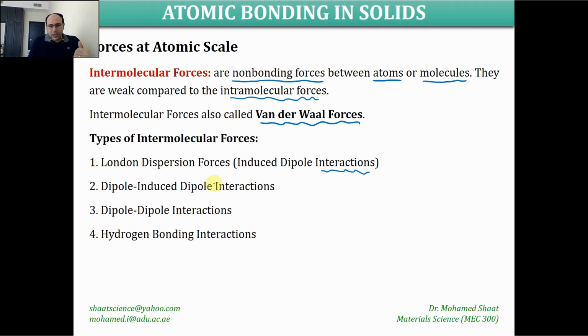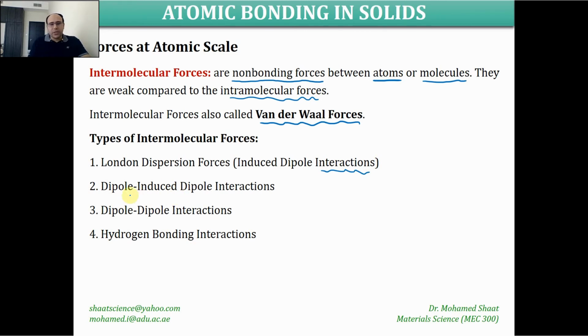Also, there is another type, which is dipole-induced dipole interactions, and there are dipole-dipole interactions, and there is hydrogen bonding interactions. From this list, there are some points that you should understand here. First of all, the weakest of these four forces is the London Dispersion Forces. This is the weakest of them all. And the strongest one is the hydrogen bonding interaction.